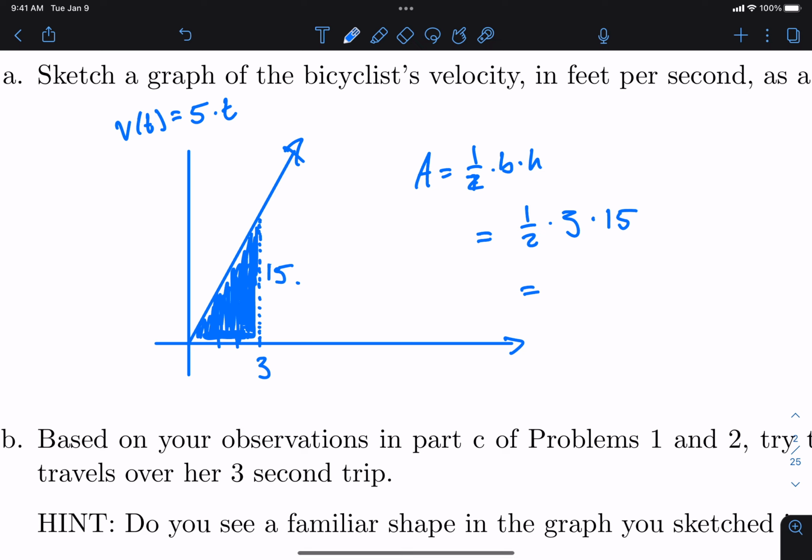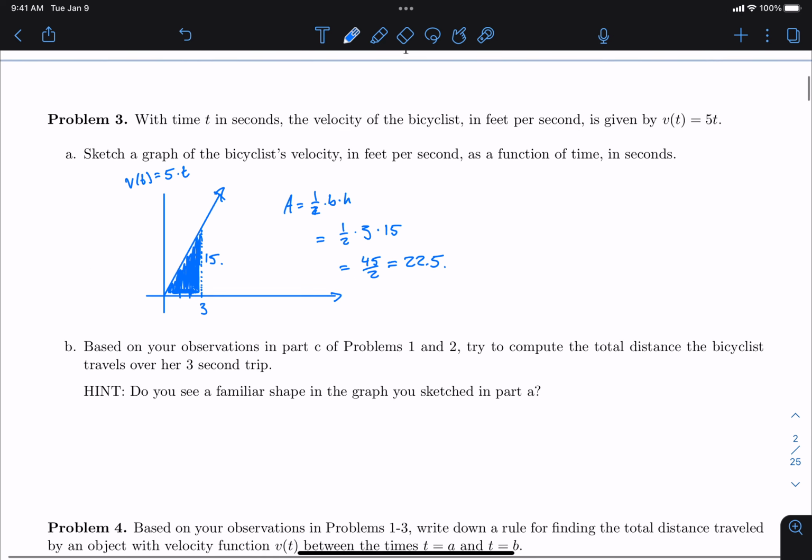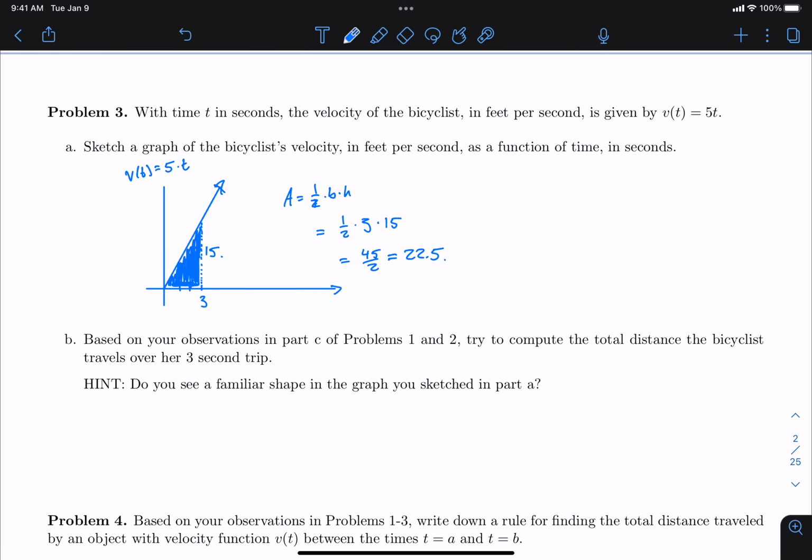So we get 45 over 2, or 22 and a half. Okay, so now we're getting somewhere.